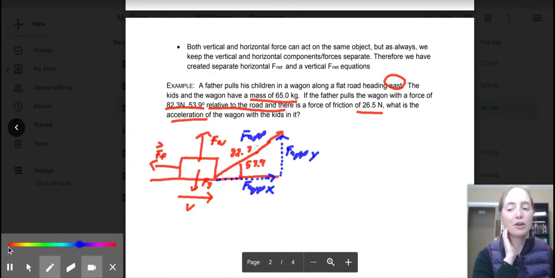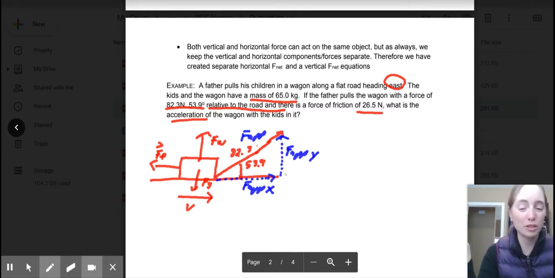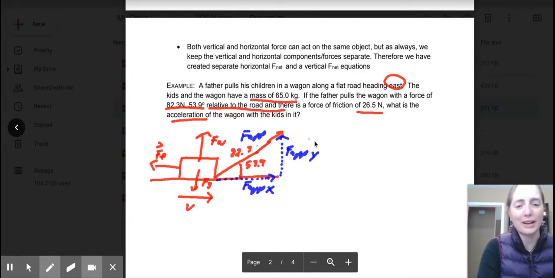So be very cautious, ladies and gentlemen, that we are paying close attention to labeling these as our force applied x, force applied y. Do not use just the plain old force applied in your calculations directly, because this force applied here has x and y components. This is the only part of the force that is contributing to the acceleration. So let's figure out what that is.